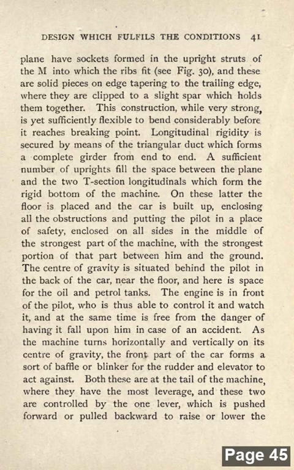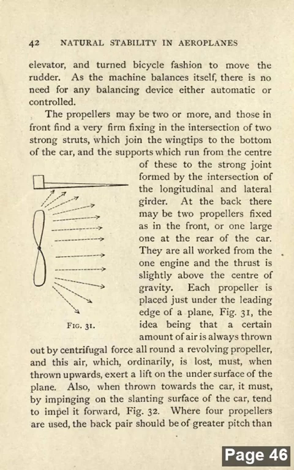As the machine turns horizontally and vertically on its center of gravity, the front part of the car forms a sort of baffle or blinker for the rudder and elevator to act against. Both these are placed aloft the machine, where they have the most leverage, and these two are controlled by a single lever, which is pushed forward or pulled backward to raise or lower the elevator, and turned bicycle fashion to move the rudder. As the machine balances itself, there is no need for any balancing device, either automatic or controlled.